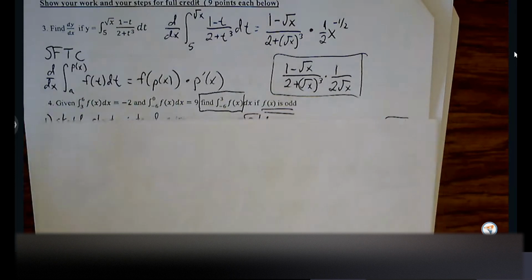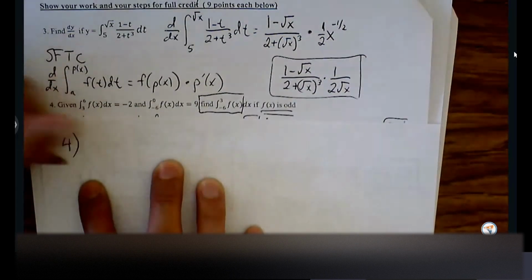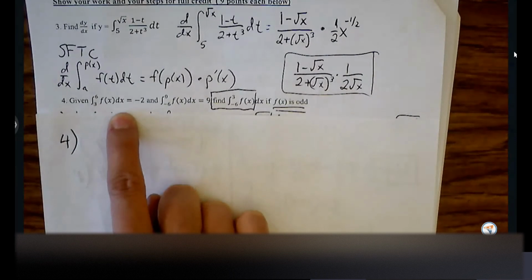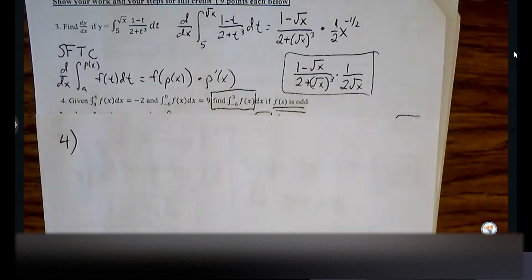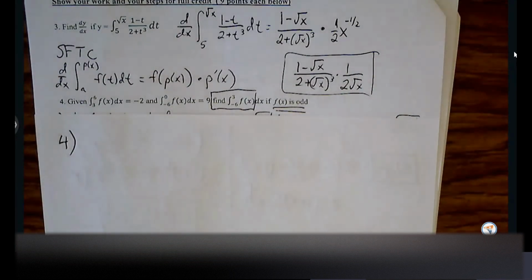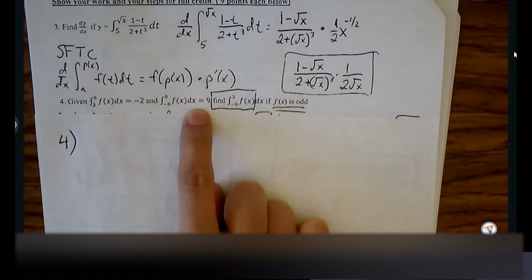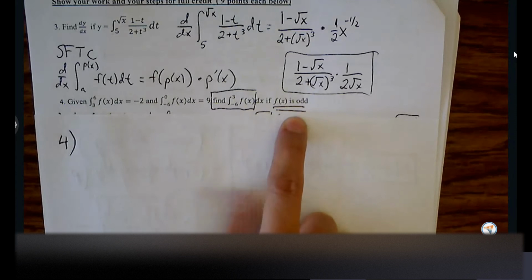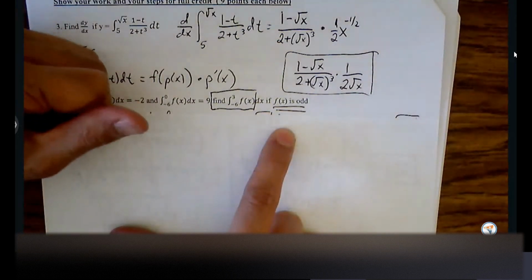Okay, so number 4. It says the region from 3 to 6 is -2. The region from -6 to 0 is 9. Find the region from -6 to 3 if the function is odd. So let's do the odd scenario first.